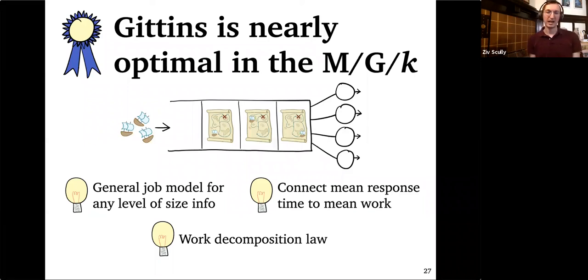And as mentioned, these two key steps, the work decomposition law and connecting mean response time to mean work, both could potentially apply more broadly, say to systems where you have to dispatch jobs to different queues. But we don't yet know how to apply them to get a good balance in those cases.